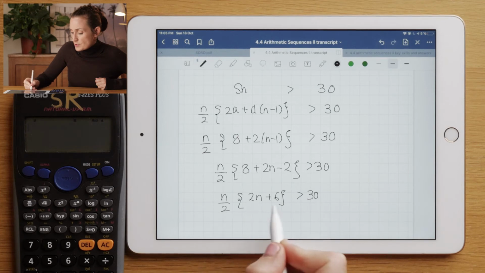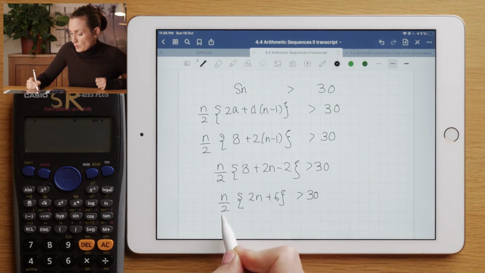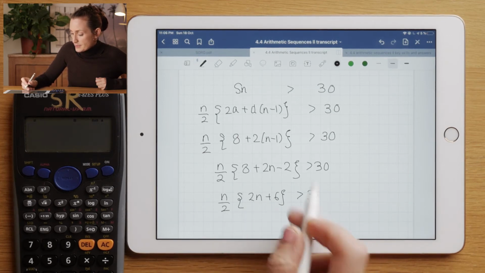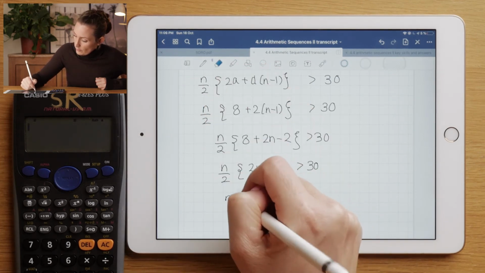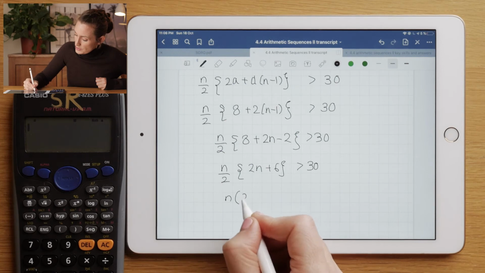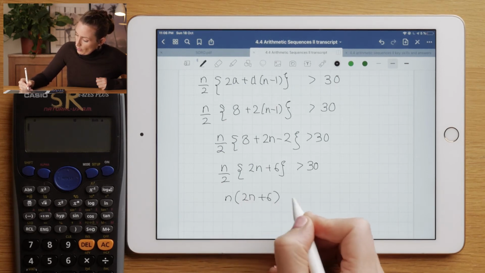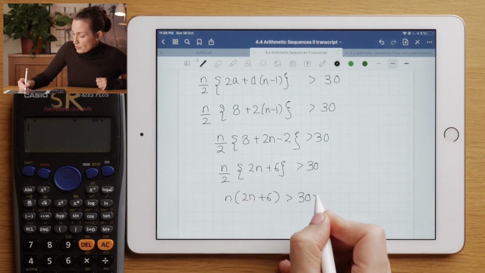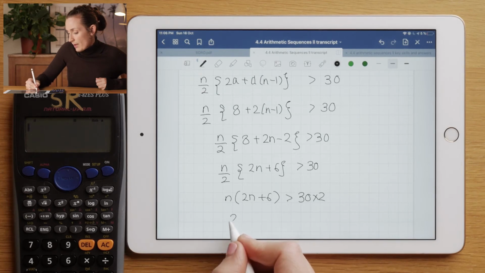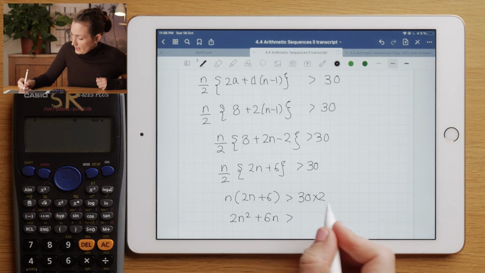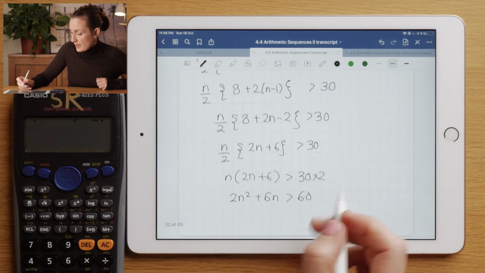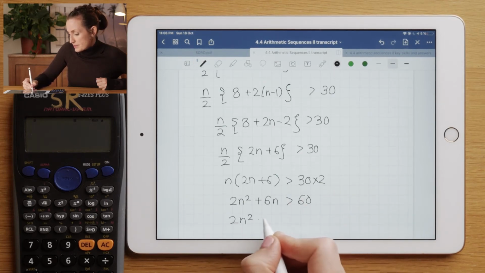There's 2 ways to do this. You could divide both of these by 2, or you could times the 30 by 2. Now I've only got 2 things left. I'm going to change these to curved brackets. So 30 times 2. Multiply out the brackets. 2n squared plus 6n is bigger than 60. And bring the 60 across.